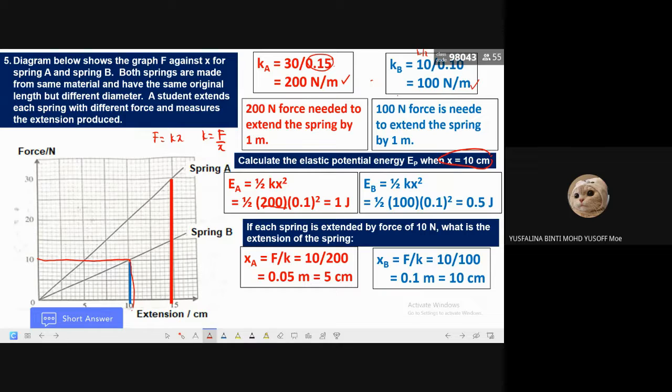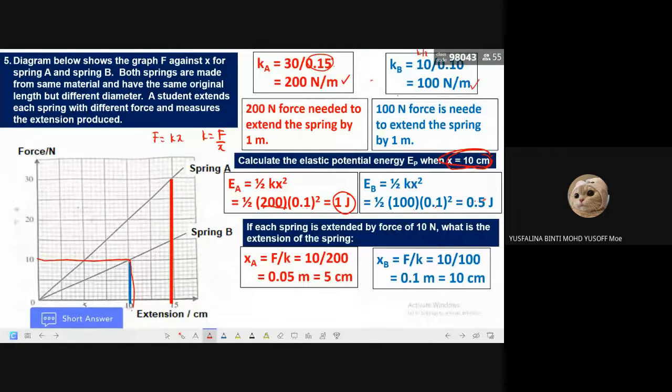So your extension of the spring is 0.1. You need to change it to meter, so you will get the answer 1 joule. Okay. And for spring B, half kx squared. Your k is 100, and your x is, because they want to find when the extension is 10 cm, you just replace x with 0.1, you will get 0.5 joule.